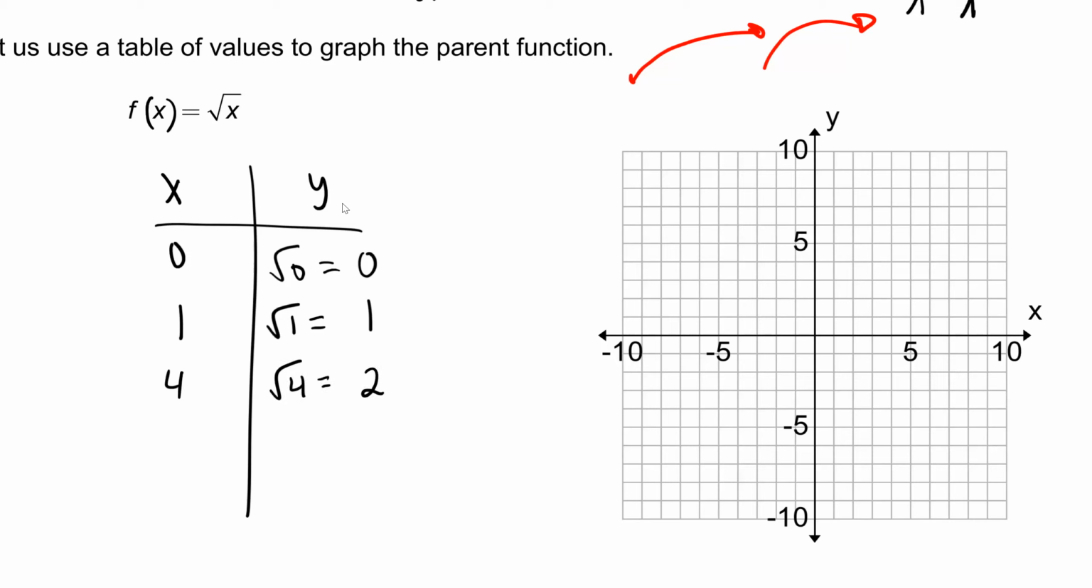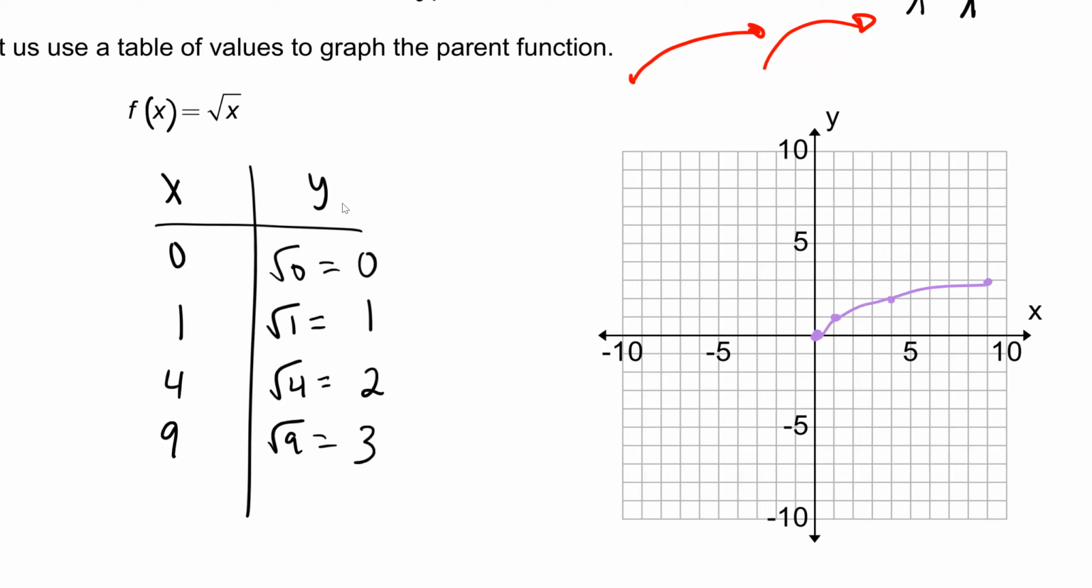The only numbers we're choosing are perfect squares. Yes, perfect squares. What's the next perfect square? 9. What's the square root of 9? 3. Okay, so we have a couple points we can graph. I have a dot at 0, 0, a dot at 1, 1, I go over to 4 and up 2, and I go over to 9 and up 3.